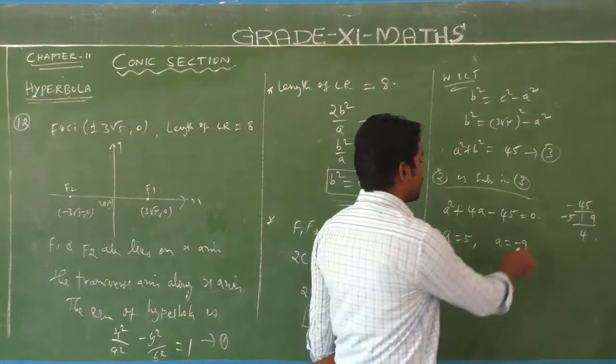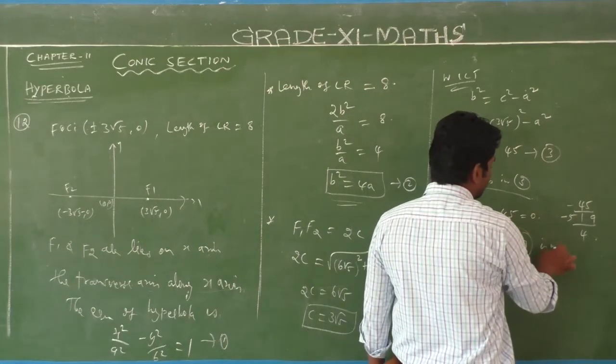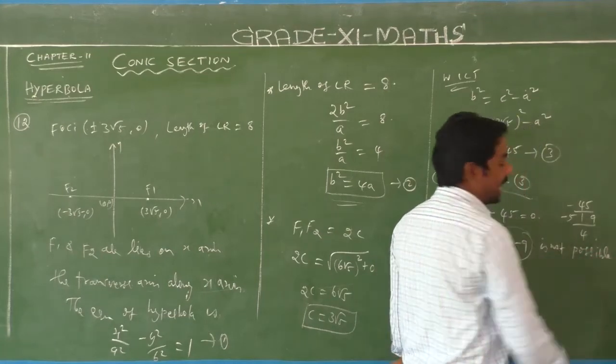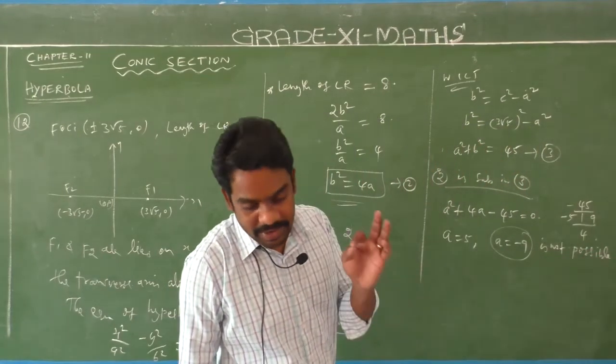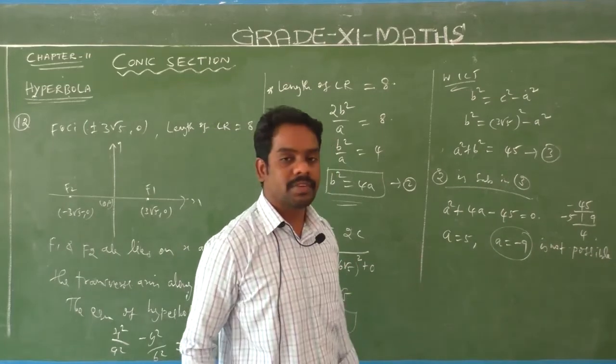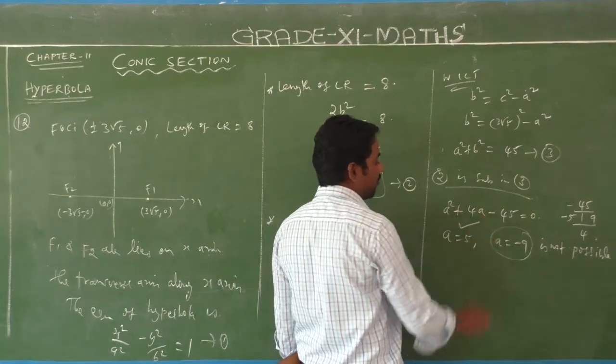Here a is equal to minus 9 is not possible. a is the length of the semi-transverse axis, so length need not be negative. Length is only a positive value. Therefore a equal to 5 only.